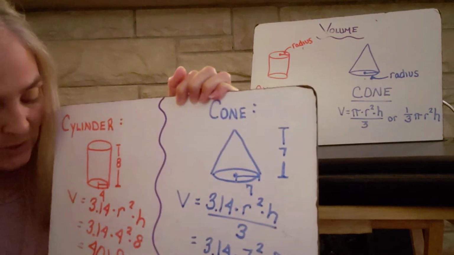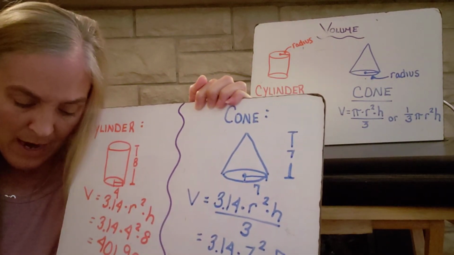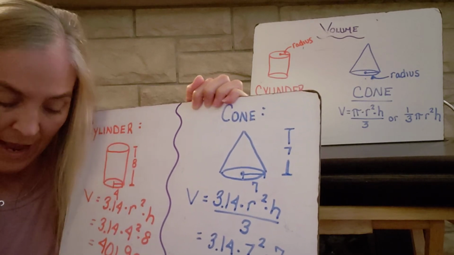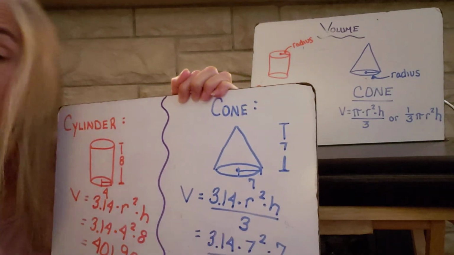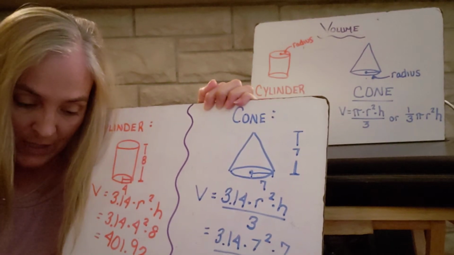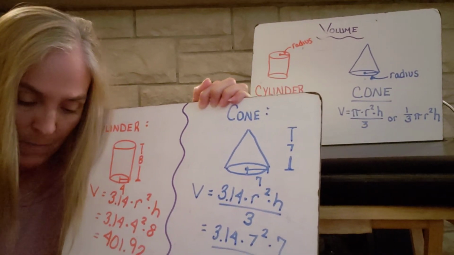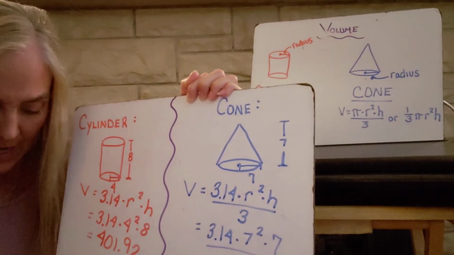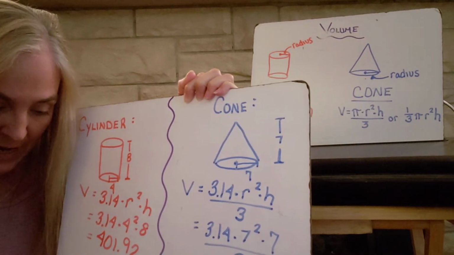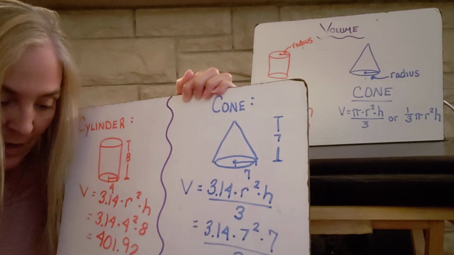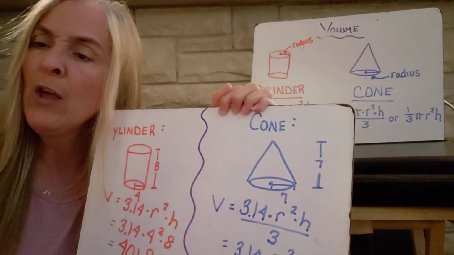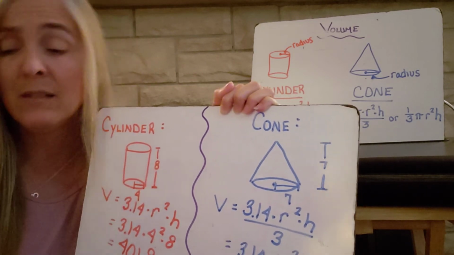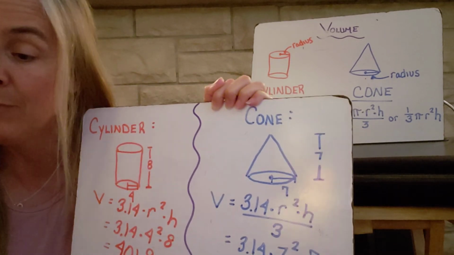So as I type this one into my calculator, again, I'm going to put 3.14. Do not use the pi button. Again, I know that 7 squared is 49, so I'm going to do times 49. I'm going to take and multiply that by my height, which is 7, and then I'm going to go ahead and divide it by 3. When I do that, I get 359.00666666, and eventually it rounds up to a 7.